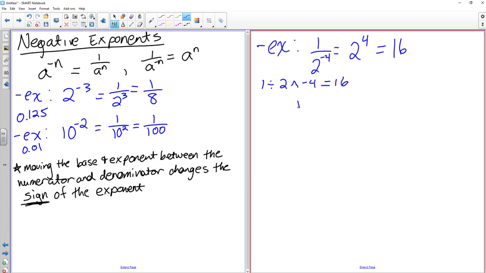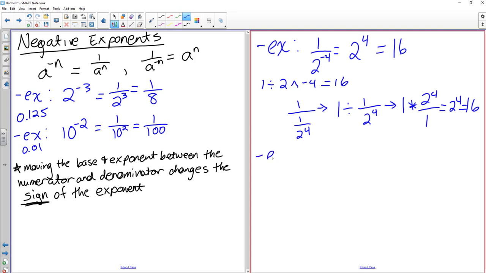If I write the top as 1, now I'm going to rewrite 2 to the negative 4th as 1 over 2 to the 4th, using the first rule we talked about. This is the same as 1 divided by 1 over 2 to the 4th. And remember, with dividing fractions, we change it to multiply and flip it. So now I'm just left with 2 to the 4th on top, which is 16.